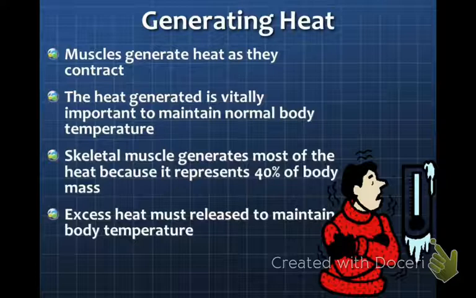And this is why when you're exercising, what happens to your surface temperature? You get hot, you get red, because you're sending extra blood flow to your skin to radiate that extra heat that you're generating because of all those muscle contractions, and you're sweating to cool your body back down.